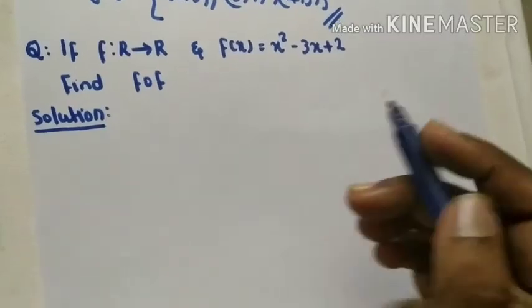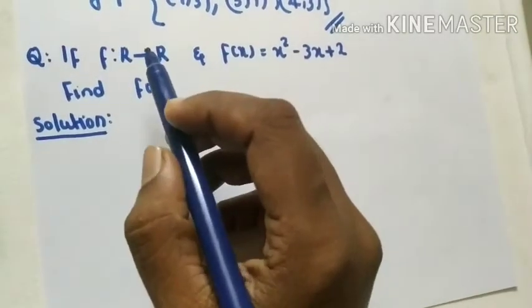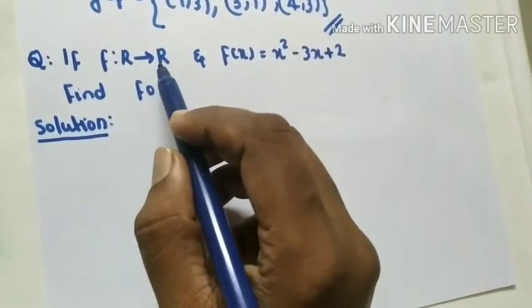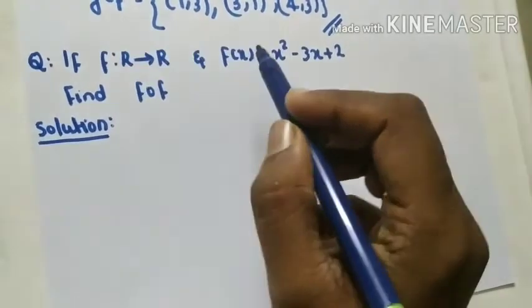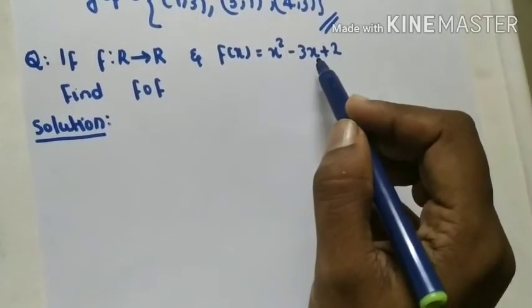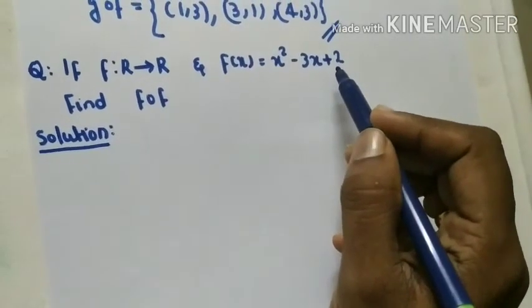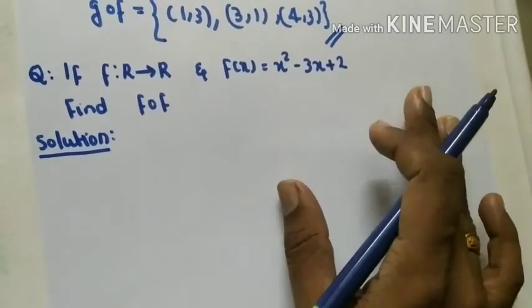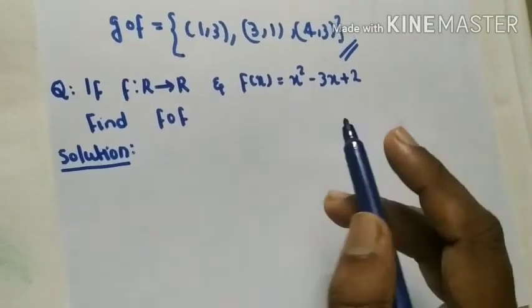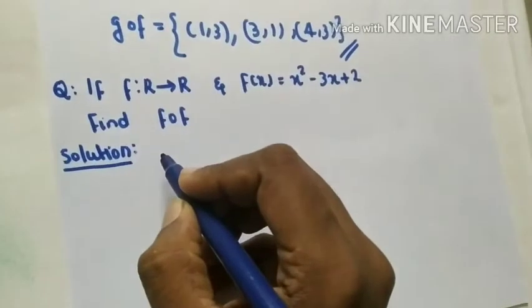This is our next question. In this question, a function from R to R is defined by f of x equal to x square minus 3x plus 2, and we need to find out f of f. So let's start our solution.